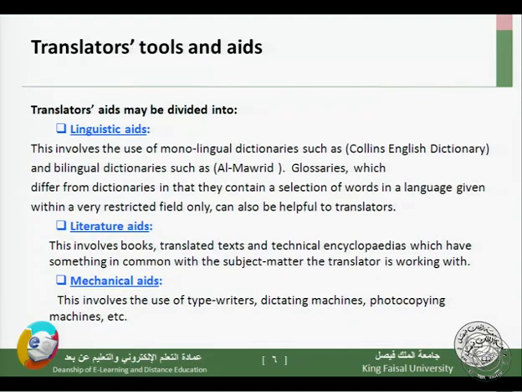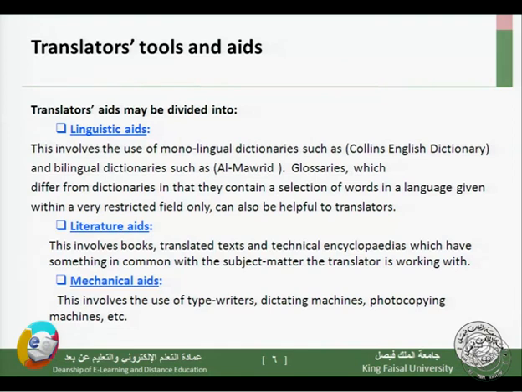Now, when you translate, inshallah, if you want to become a translator, you can't translate like this, empty-handed. You need some help. You need some tools. You need some aids so that you can do your job properly. Now, there are different types of aids: linguistic aids, literature aids, and mechanical aids. So you need to make sure that you have got all these tools and aids next to you, or equipped with them. Now, what do we mean by linguistic aids?